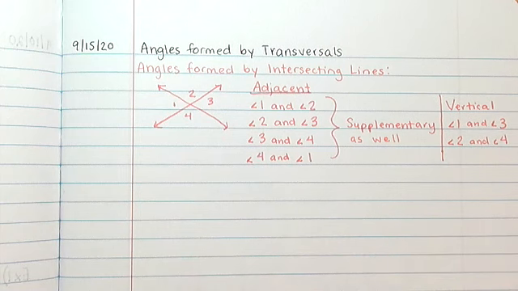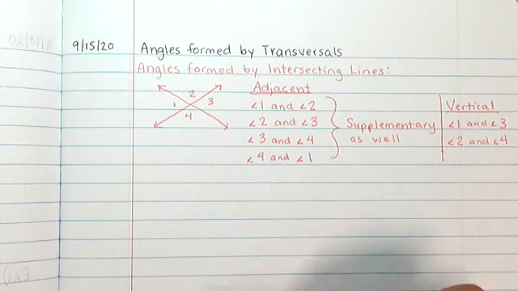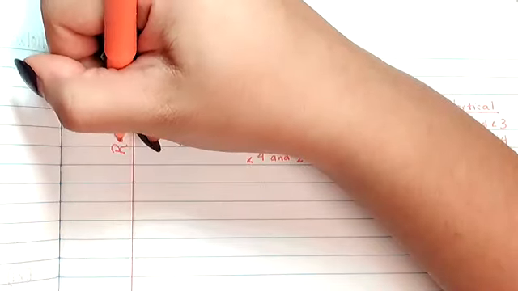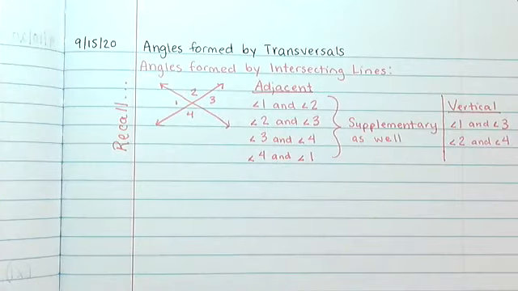And this is mostly a review. We've already learned all of these terms, but I wanted to go over it with you guys before I add in the new stuff to make sure we're really seeing and understanding what adjacent, supplementary, and vertical angles are. All right, so let's get into what a transversal is.